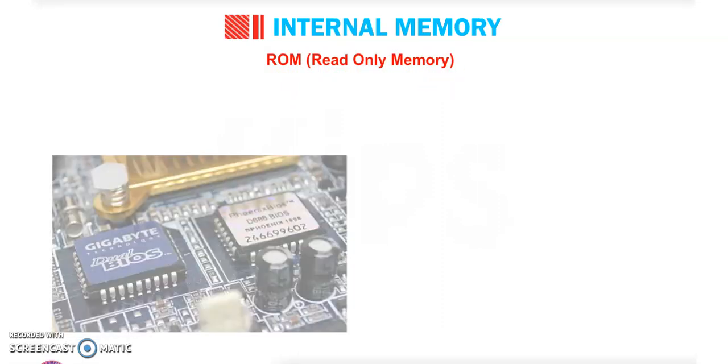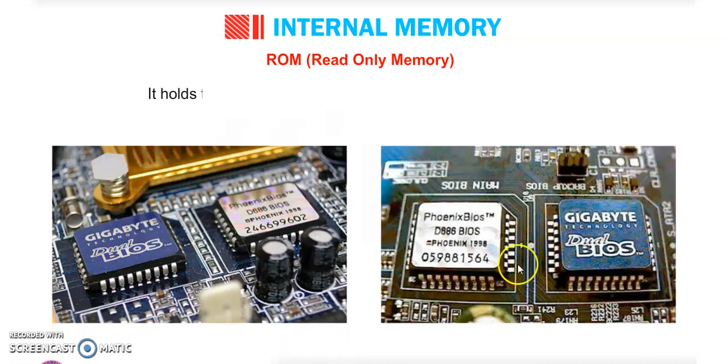Now the next part is ROM. We are studying primary memory, the main memory of the computer, and it has two parts, RAM and ROM. RAM I have explained to you. Now we will move to the ROM, read only memory. The full form of ROM is read only memory. This is the picture of ROM.